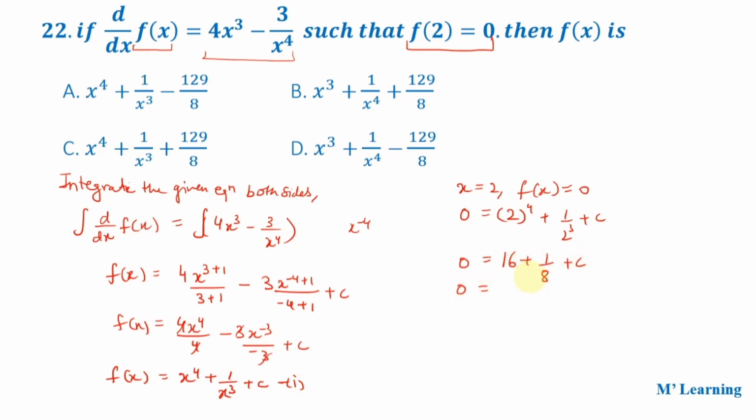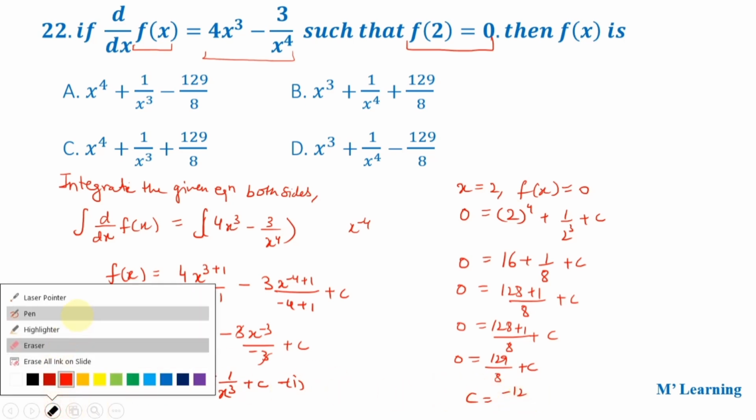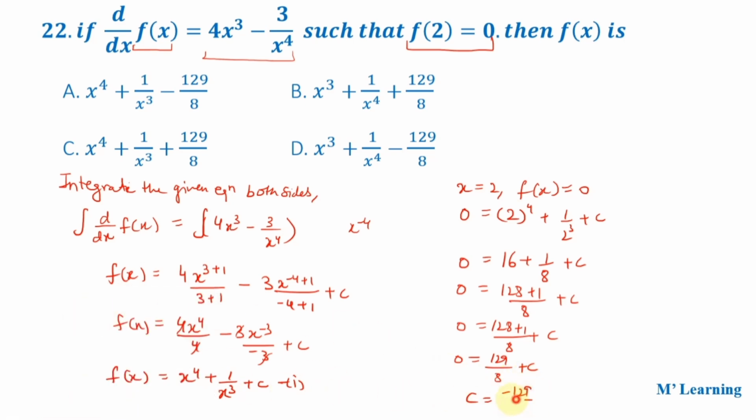So 0 equals to 16 into 8, 6 8s are 48. So it becomes 128 plus 1 by 8 plus c. So this is 0 equals to 128 plus 1 by 8 plus c, which is 129 by 8 plus c. This means c equals to minus 129 by 8. C is minus 129 by 8.